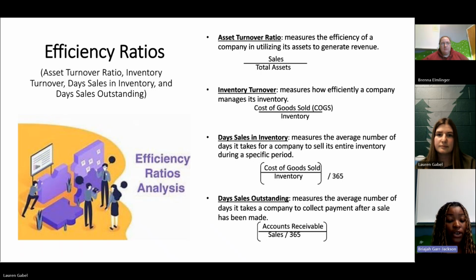Days sales inventory helps assess inventory management and indicates how quickly a company can convert its inventory into sales. It changes over time by sales fluctuation as well. Days sales outstanding provides insight into the efficiency of a company's accounts receivable management and cash flow. It can change over time by customers' payment behavior or changes in sales volume.